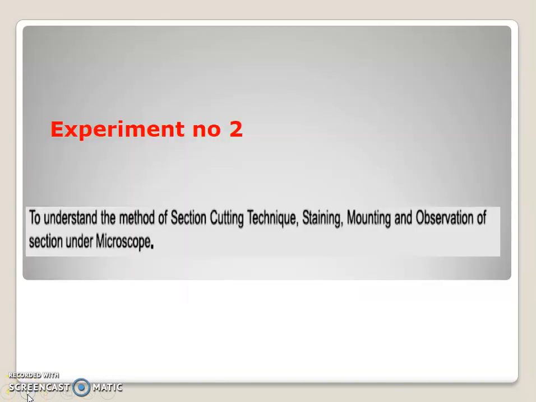Okay, so today we are going to start with experiment number 2. In the previous experiment we studied the compound microscope, what a compound microscope is and what the parts of a compound microscope are. Today we are going to start a new experiment, that is to understand the method of section cutting techniques, staining, mounting and observation of a section under the microscope, that is, how to observe it under the microscope.